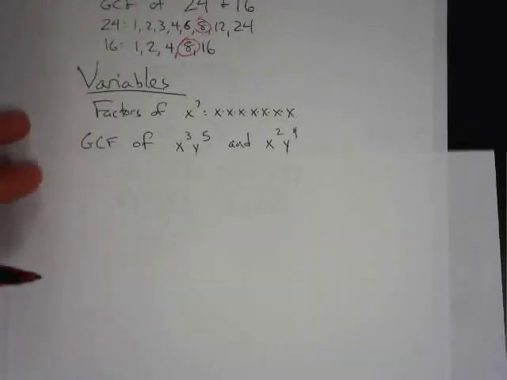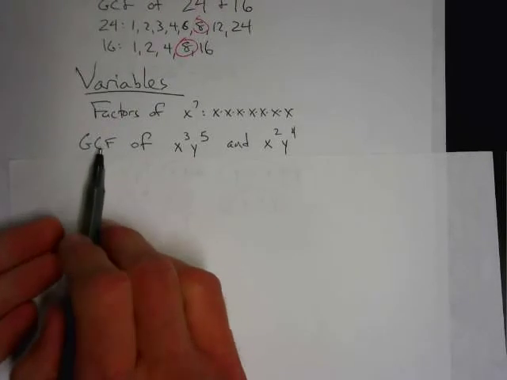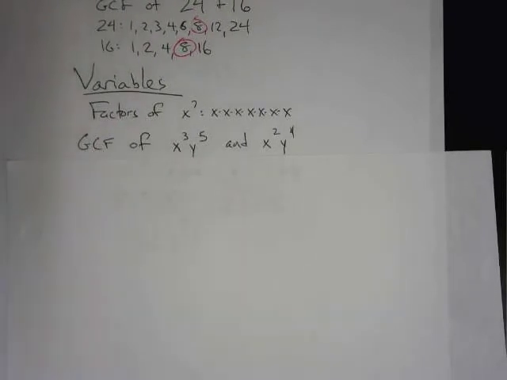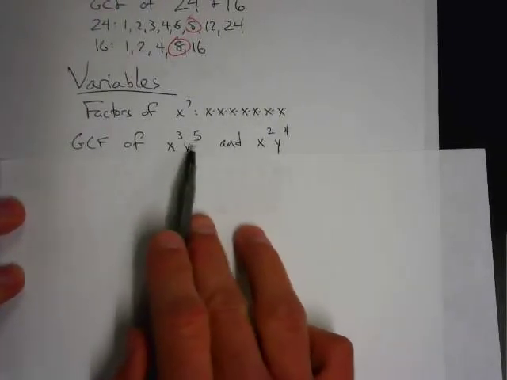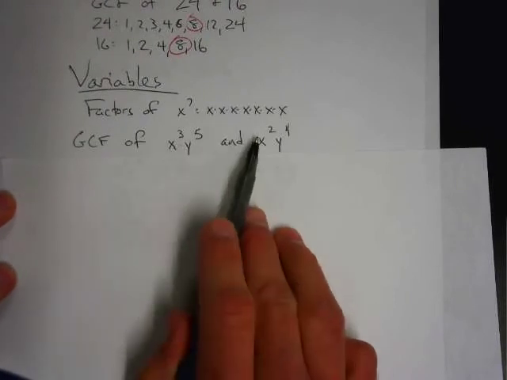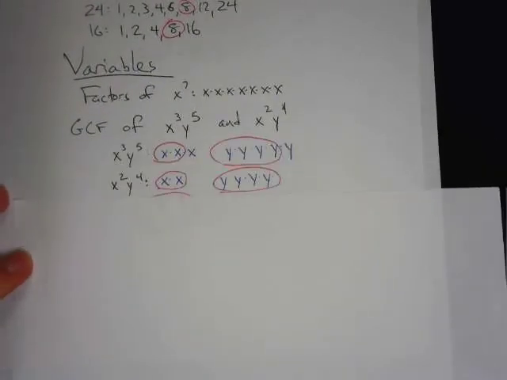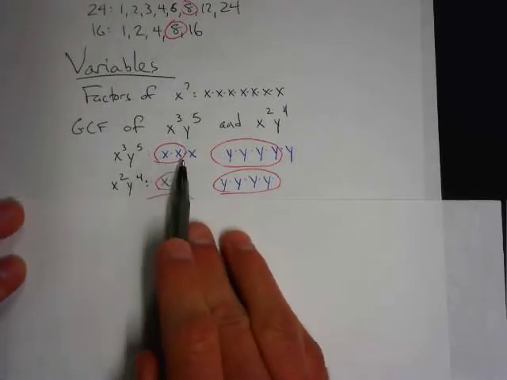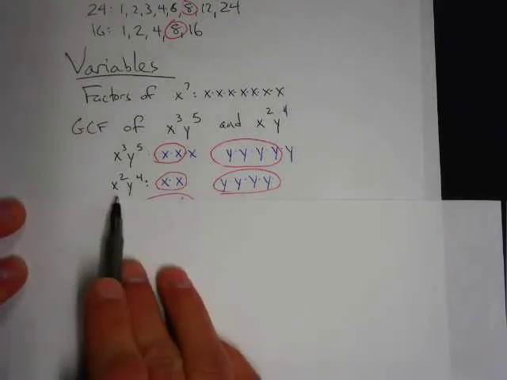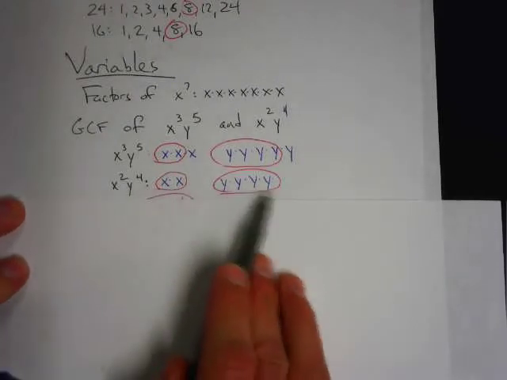So, take, for example, the greatest common factor of x to the 3rd, y to the 5th, and x to the 2nd, y to the 4th. And remember, a factor is stuff you multiply. Common means they all got it. So we have to look at each term, x to the 3rd, y to the 5th, what are all the factors of that? And x squared, y to the 4th, what are all the factors of that? And so we figure, okay, so x to the 3rd, y to the 5th, x times itself 3 times, y times itself 5 times, x squared, y to the 4th, x times itself 2 times, y times itself 4 times.